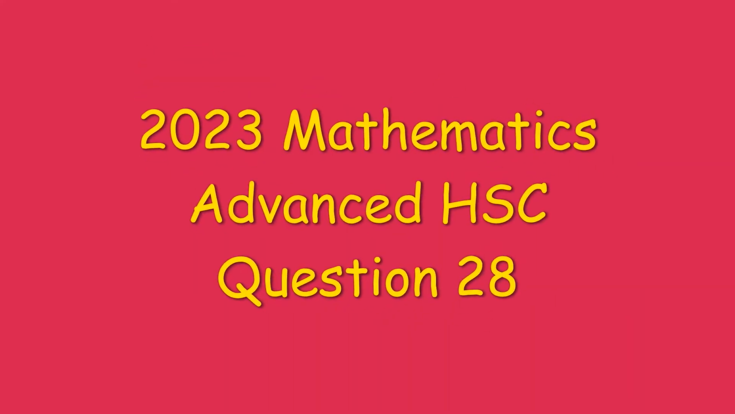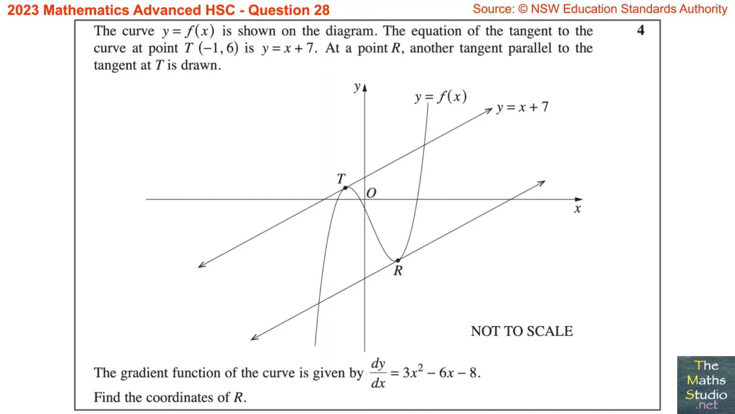Question 28. The curve y equals f of x is shown on the diagram. The equation of the tangent to the curve at point T, (-1, 6), is y equals x plus 7. At a point R, another tangent parallel to the tangent at T is drawn. The gradient function of the curve is given by dy/dx equals 3x squared minus 6x minus 8. Find the coordinates of R.